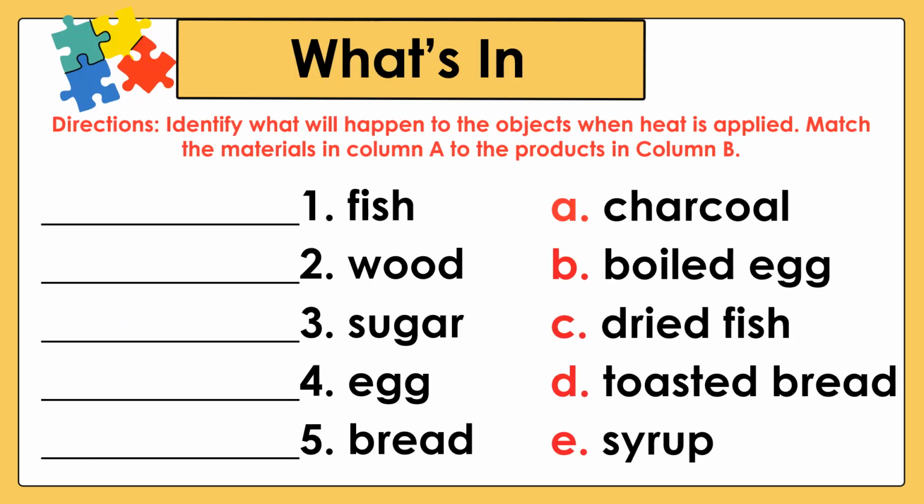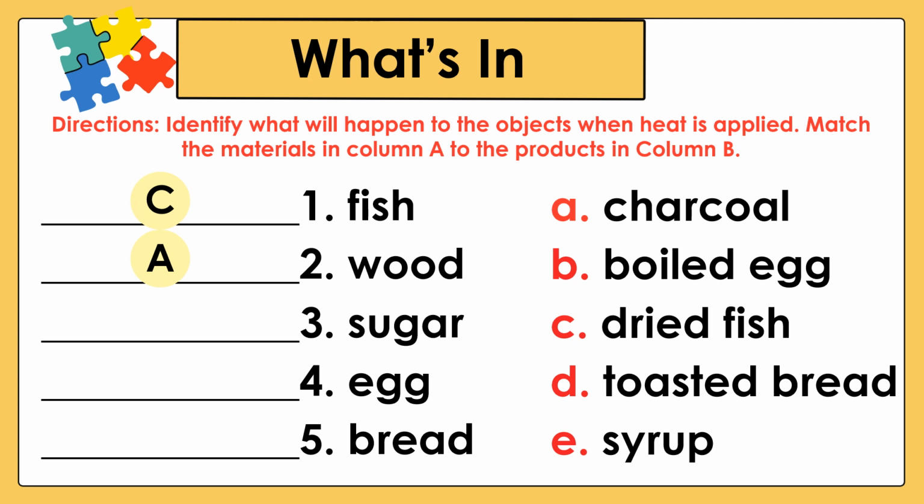Let's try to do this activity. Directions: identify what will happen to the objects when heat is applied. Match the materials in column A to the products in column B. Number 1. Fish. Letter C. Dried fish. Number 2. Wood. The answer is A. Charcoal.